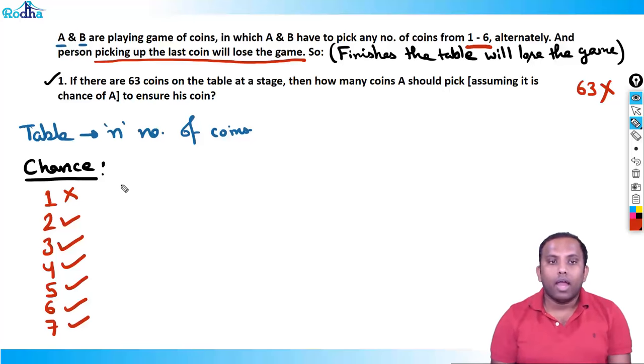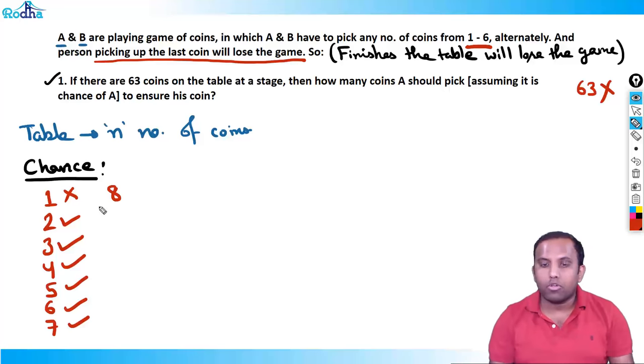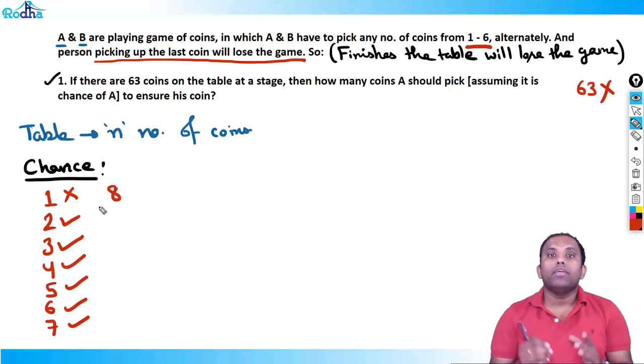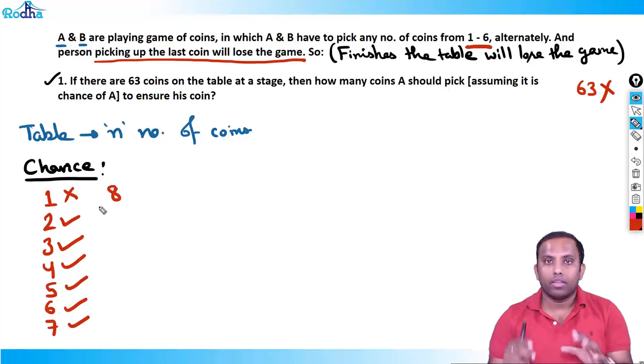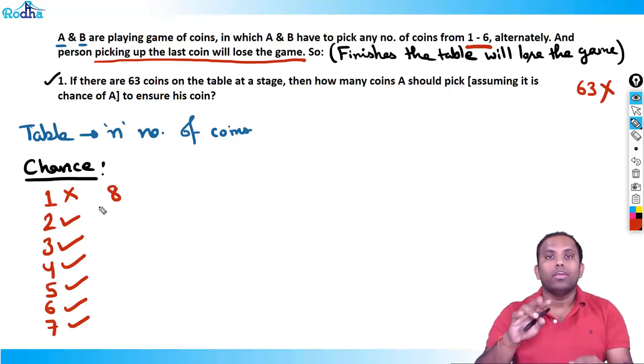Now after seven, will I want eight coins on the table? No, I would not want, right? Why would I not want? If my chance is there, will I want eight coins on the table? No, because if eight coins are on the table, this number is out of my reach. Listen very carefully. If there are eight coins on the table, even if I pick six, then two are left. So you will pick one and the last one I have to pick, right? So in that case, I will lose the game.